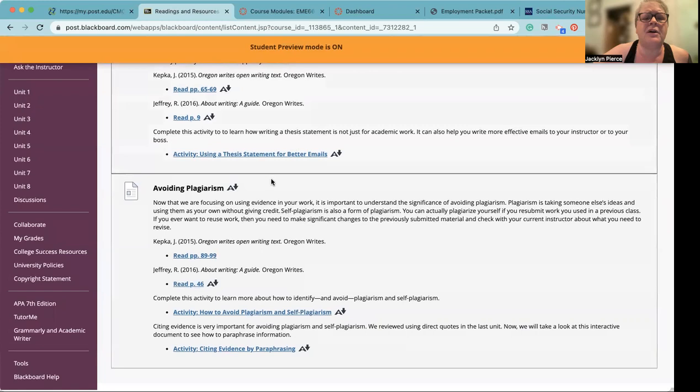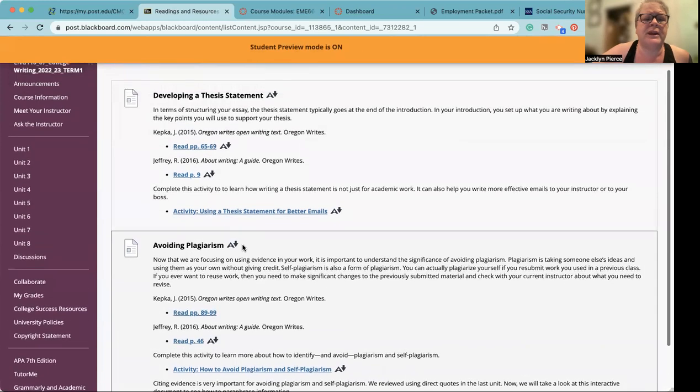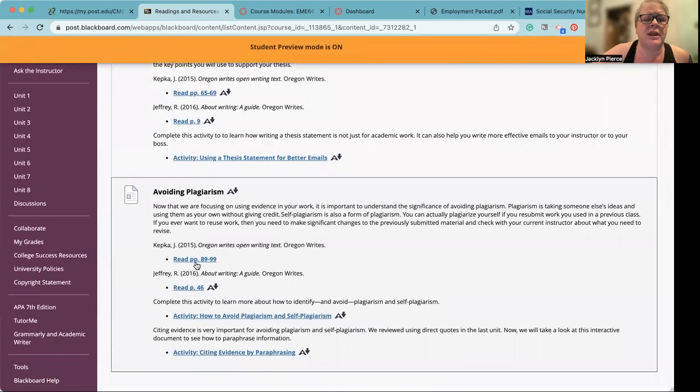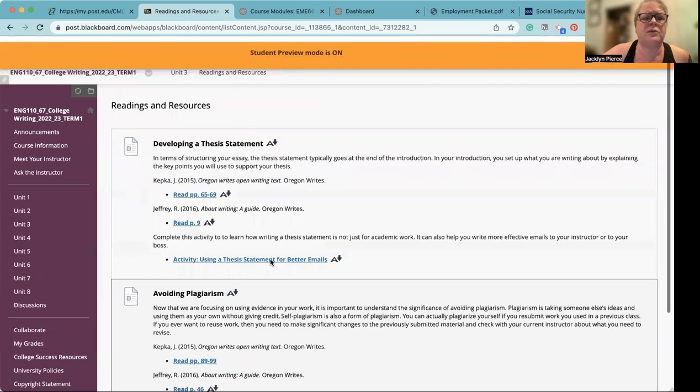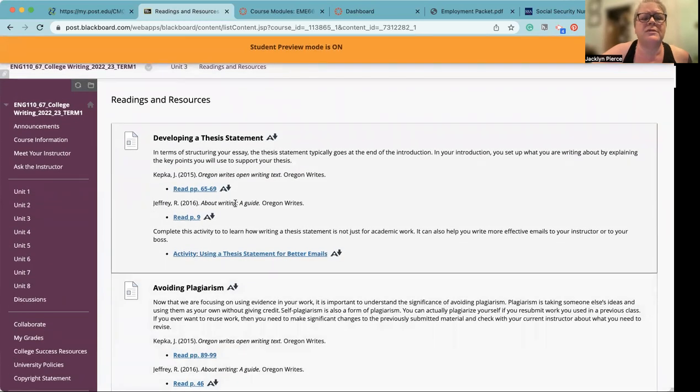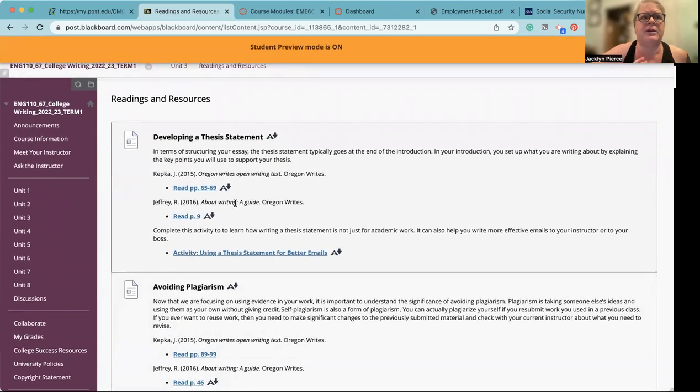So there's a couple of activities, 3 activities to do, plus a few reading assignments, most of which are pretty short. This one is a 10-pager, but most of them are pretty short. So those are your readings and resources for this week. And again, I'm going to stress, you have to do these before you attempt the assignments.